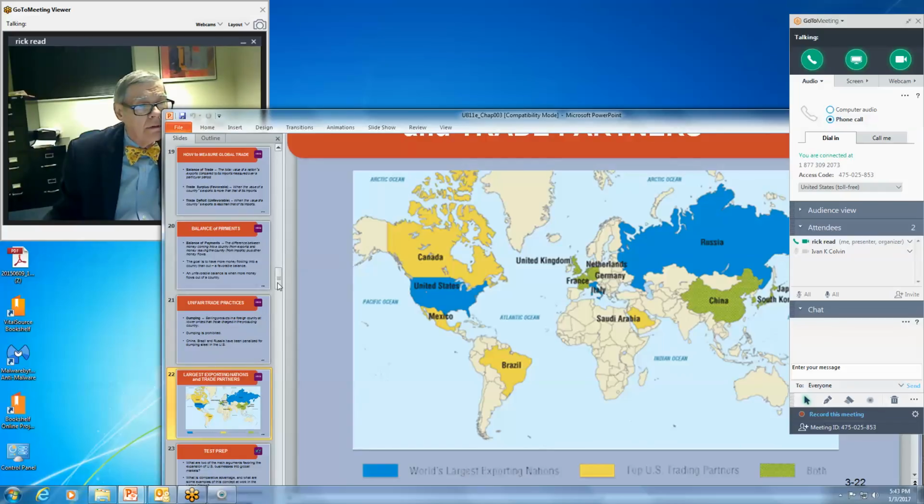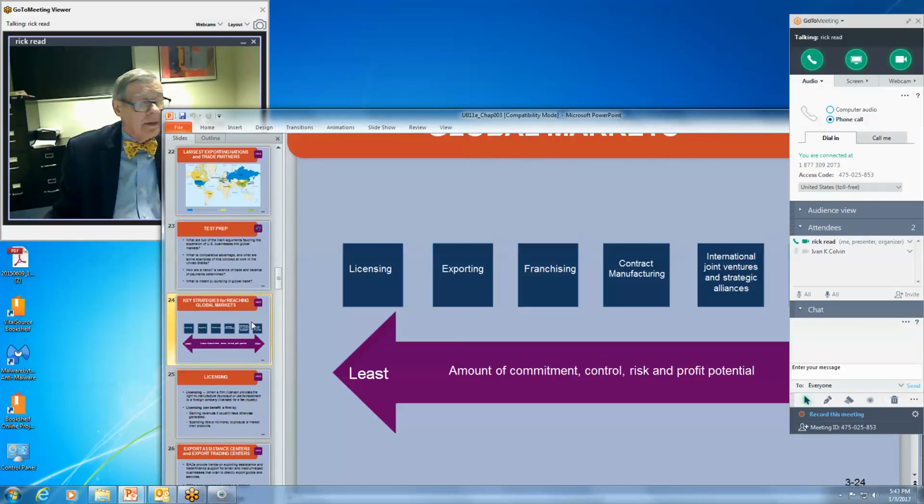All right, let's move on here. Now, these are the ways that U.S. companies get into global markets. You can see this graphically displayed in your text on page 67, figure 2.4. And when it goes from the left side to the right side, it runs from least amount of commitment to the most amount of commitment: licensing, exporting, franchising, contract manufacturing, international joint ventures and strategic alliances, and finally, foreign direct investment.